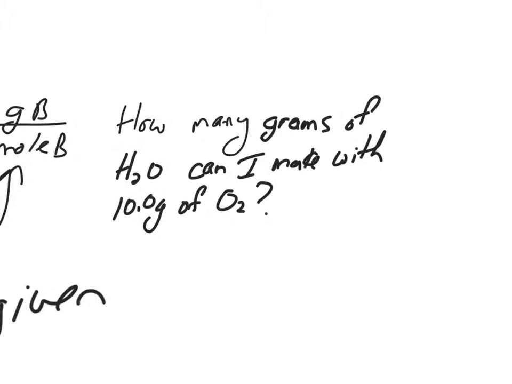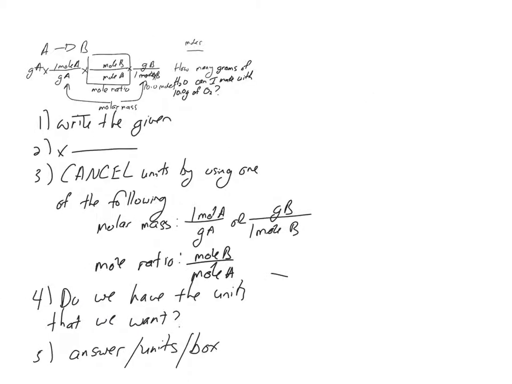What if I had some slightly different words here? For example, what if I said moles? How many moles of H2O can I make with? Let me go ahead and change this one too. 10 moles of O2. How does that change the problem? So how many moles of H2O can I make with 10 moles of O2? So see if you can follow along with me.